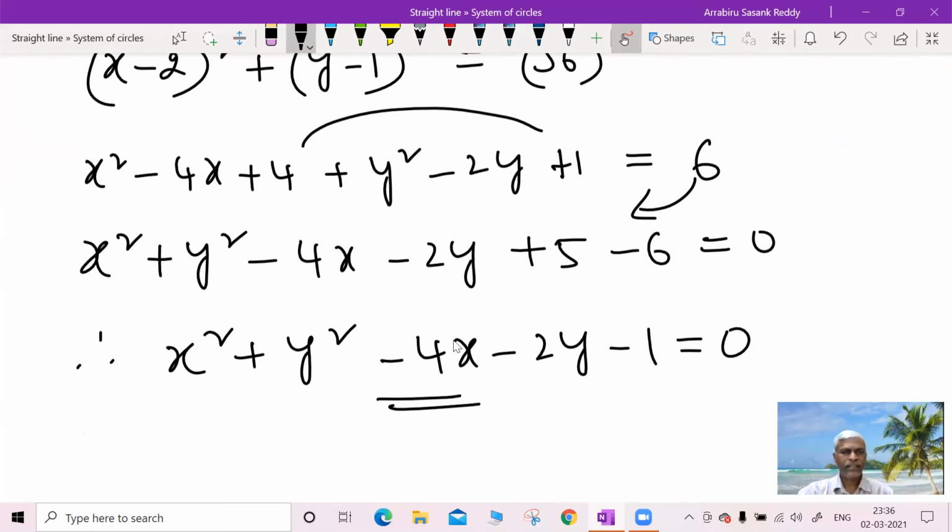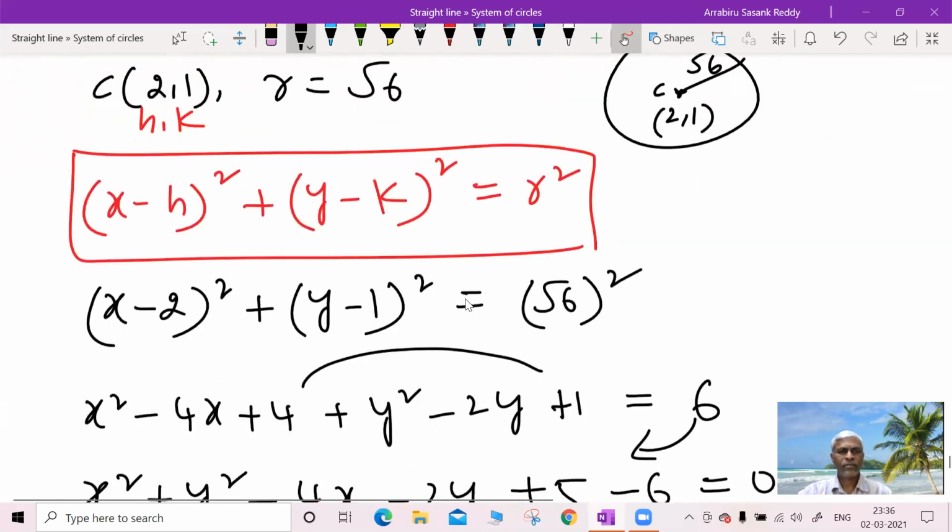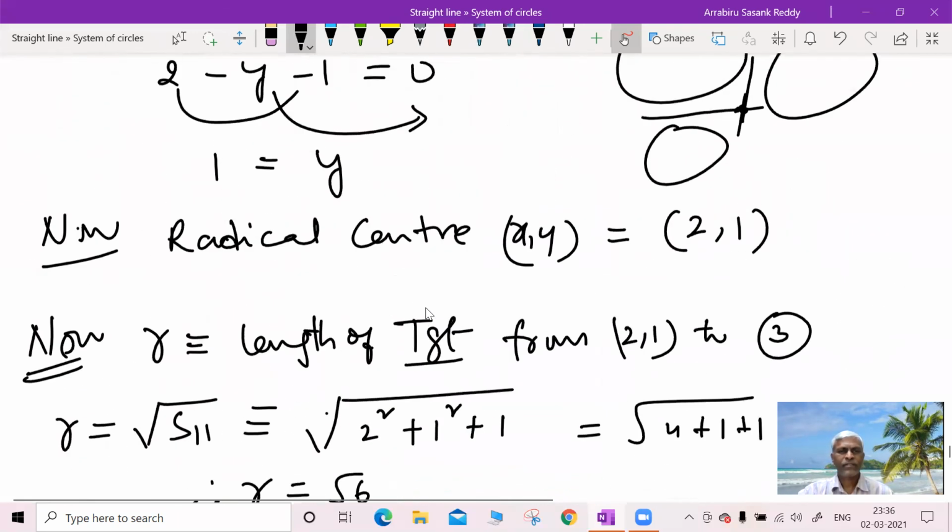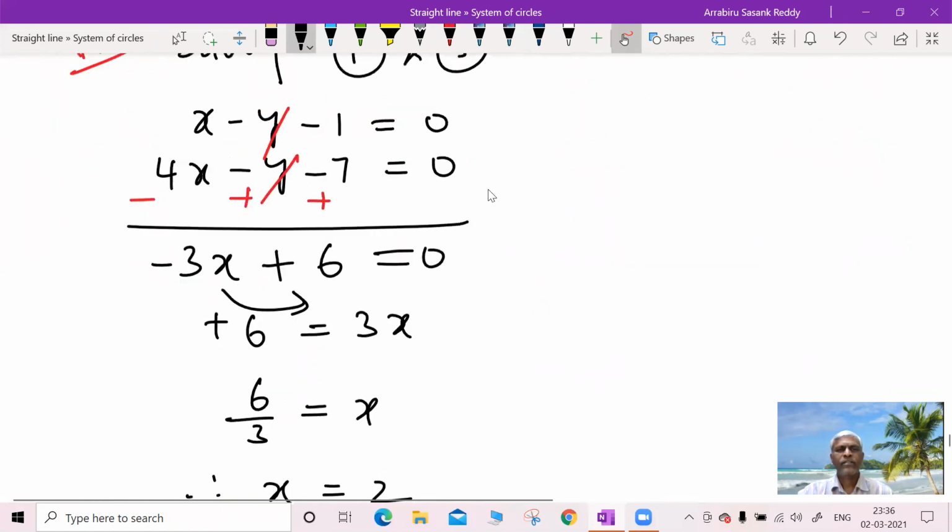You can try it at home. These are long answer type questions in this chapter. So practice them.